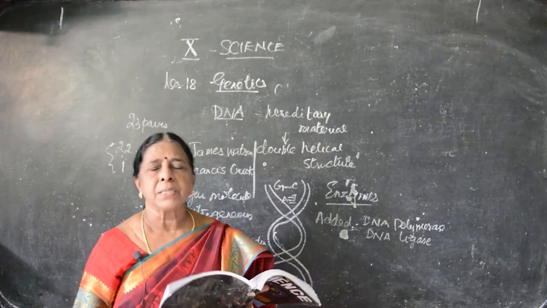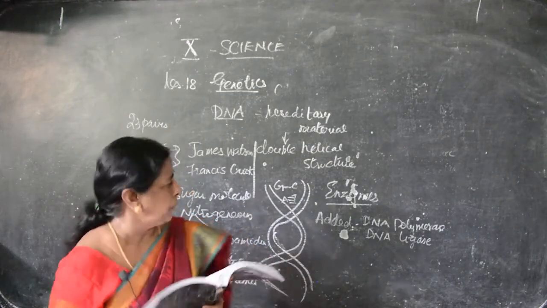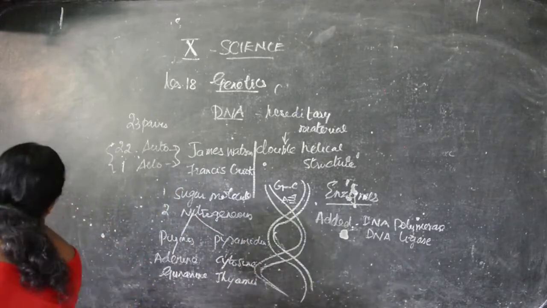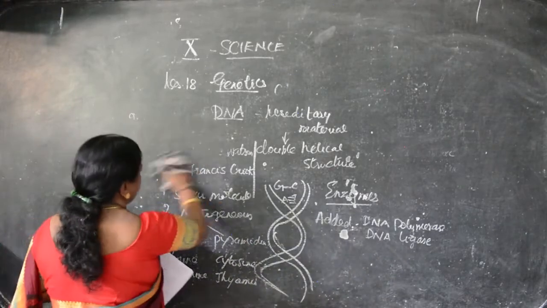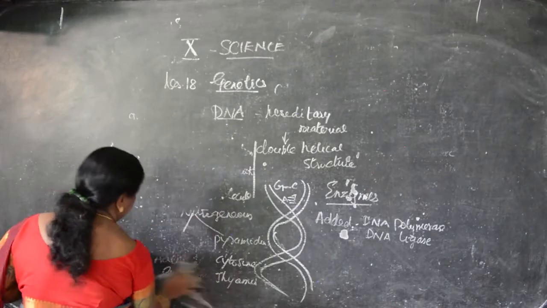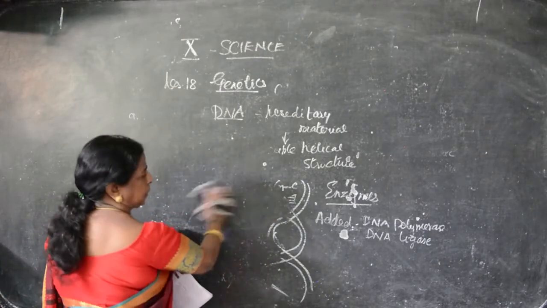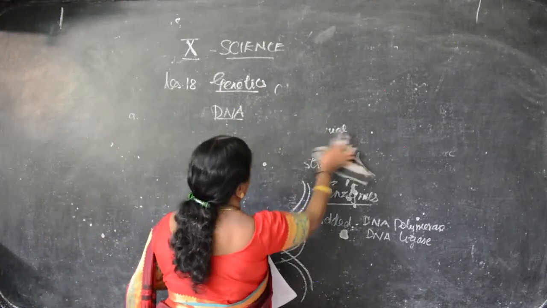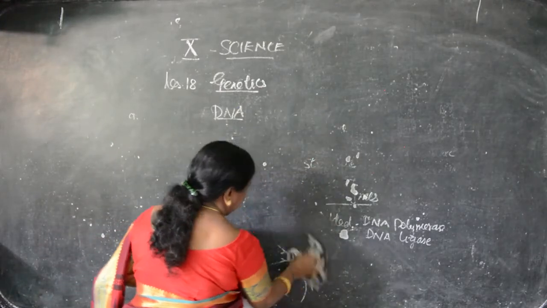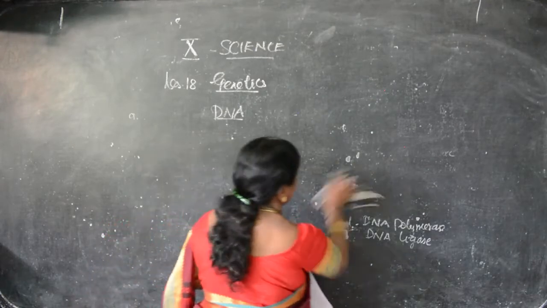Then mutation. Sudden changes are known as what? Mutation. Next we have to go for mutation. Let me rub the board and I'll write here. Sudden changes happen in our body. For example, at birth we are normal. After we grow for a certain time, there may be some changes in our body. This is known as what? Mutation. Not regular changes, sudden changes.